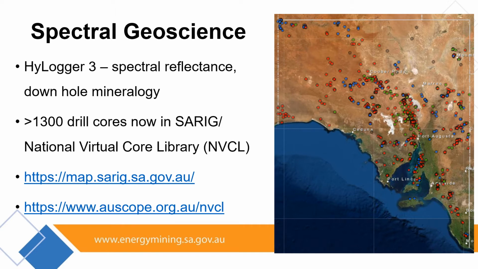As we all know, hydrothermal fluids cause the alteration of host rocks, producing alteration halos of hydrated minerals such as white micas, chlorites and biotite. HyLogger 3 uses spectral reflectance of infrared wavelengths to characterise downhole mineralogy. Each mineral is like a fingerprint with its own unique spectral signature.